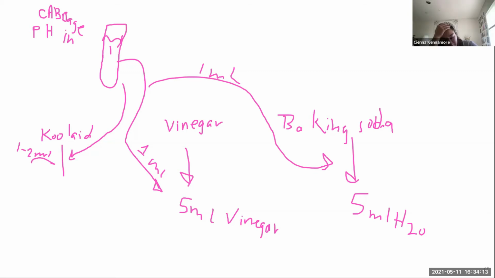Now if you have a strong acid and a strong base and you put them together, you should get water and salt. That should be neutral. If you have a weak acid and a weak base, you put them together, it should also be neutral. The thing that you did today was you used a carbon acid, citric acid. Is that a strong acid or a weak acid?